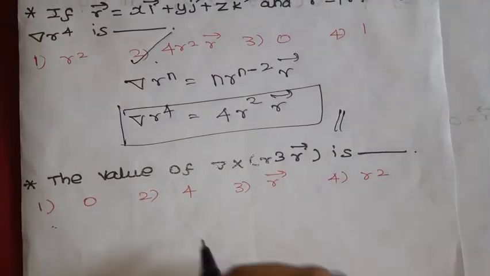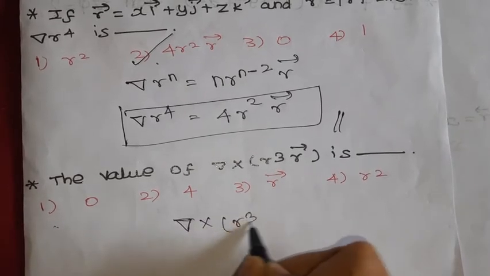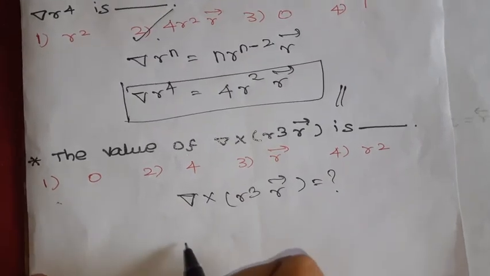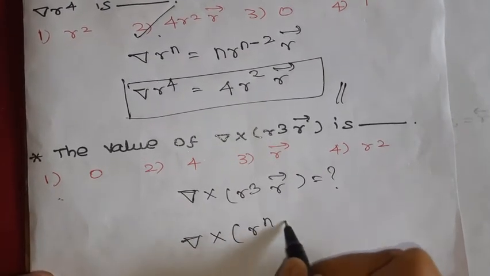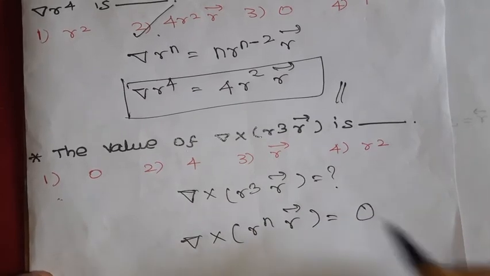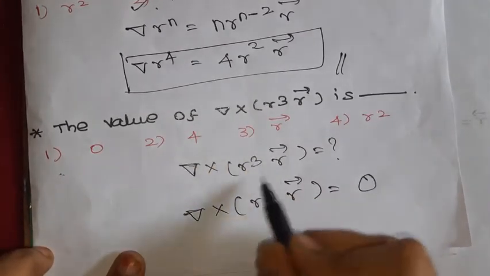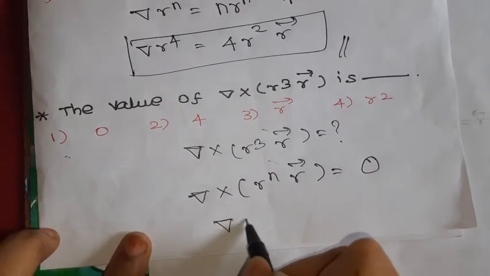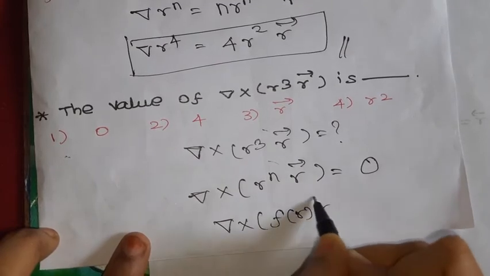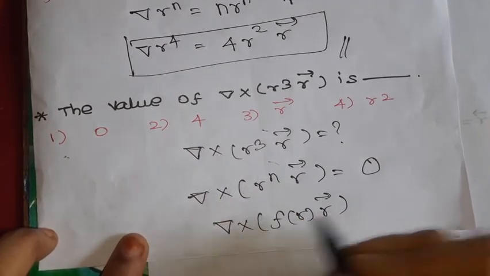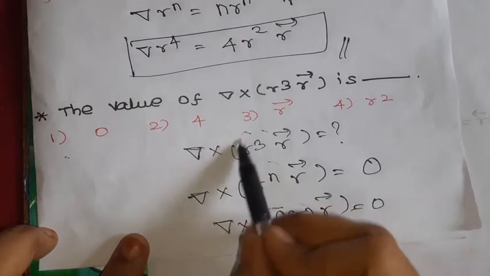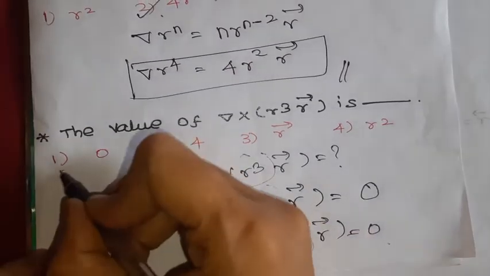So the value of del cross r cube r vector is equal to what? This is also a proven formula: del cross r power n into r vector is nothing but 0. Similarly, r power n here is r cube; for any power of n we get 0 only. Or simply, del cross f of r into r vector, where f is a function of r, we will get 0 only. So what is f of r here? r cube. So it is obviously 0. Option 1, equal to 0.